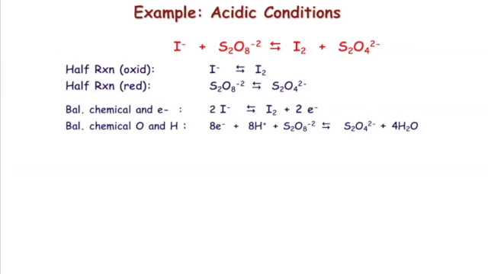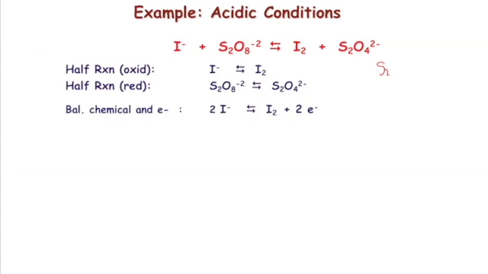What you would have is S2. Let me go back here so that you can see the work that is involved, because I want to walk you guys through this. So the second half reaction would be S2O8 2- going to S2O4 2-. Remember to balance the non-hydrogen and oxygen elements first. The sulfur is already balanced. Go to the next step.